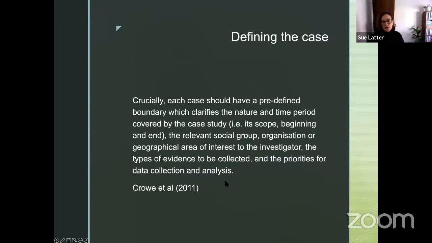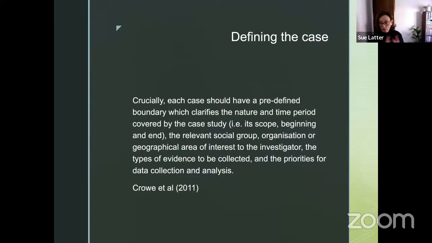So yeah, I think I've said this already, really, but when you're selecting your case, at the design stage, you've got to think about where those boundaries are, which clarifies the nature of the case study, the time period covered by the case study, its scope, beginning and end, the relevant social group, organisation or geographical area of interest, the types of evidence to be collected within each case, and the priorities for data collection and analysis. So that should be clear. We want to know what the boundaries of the case were.